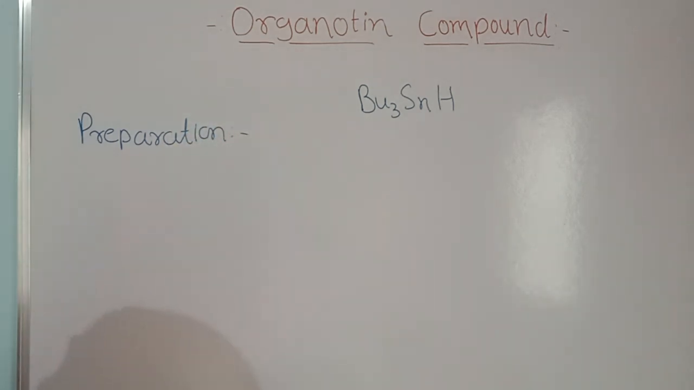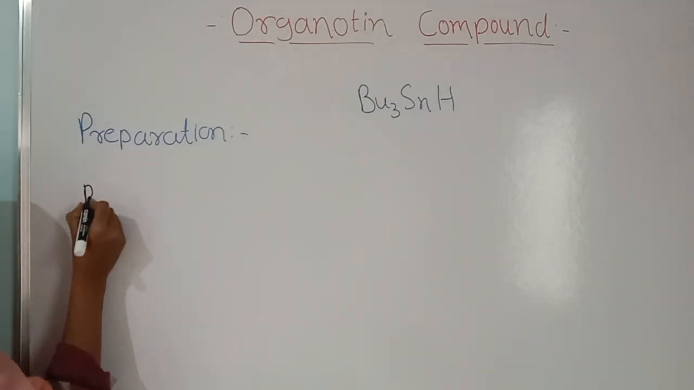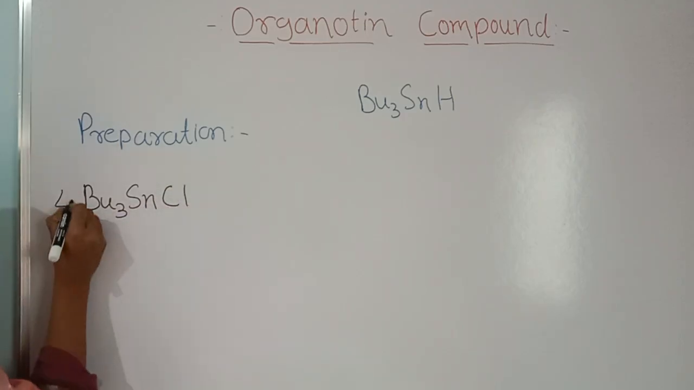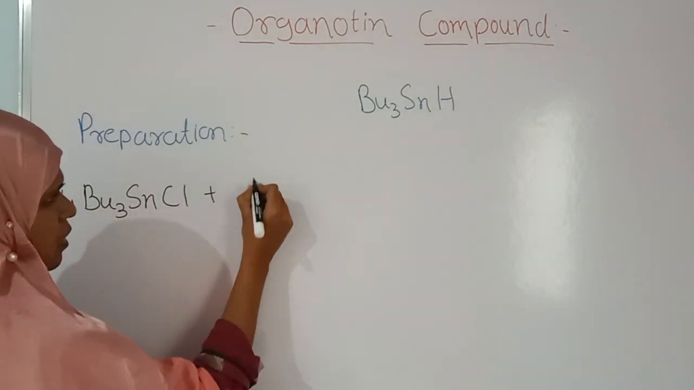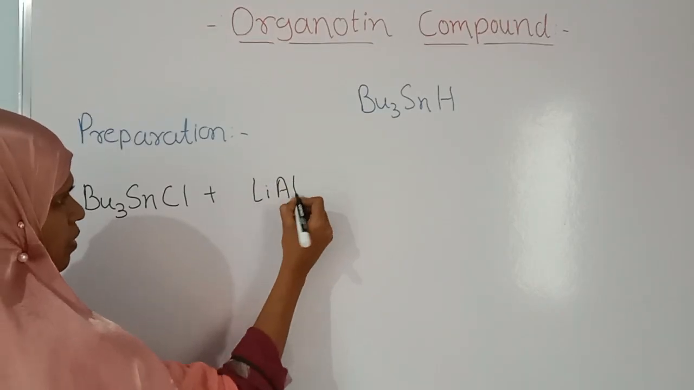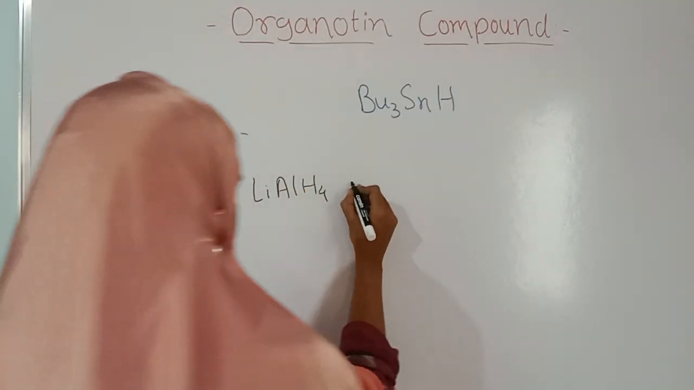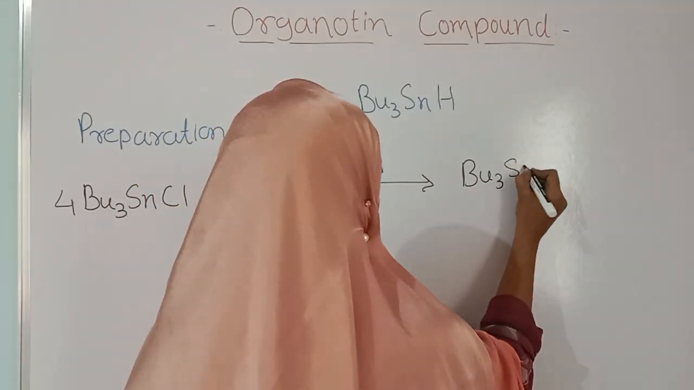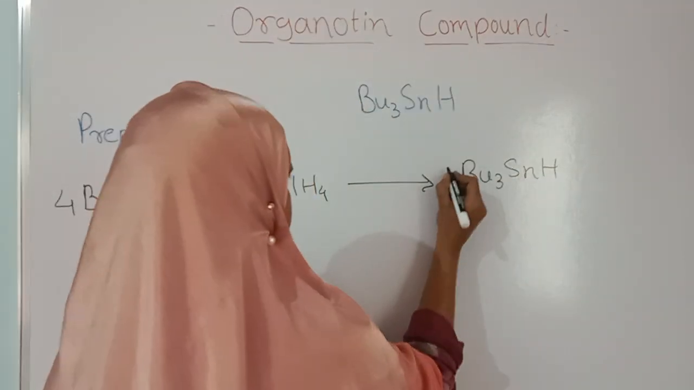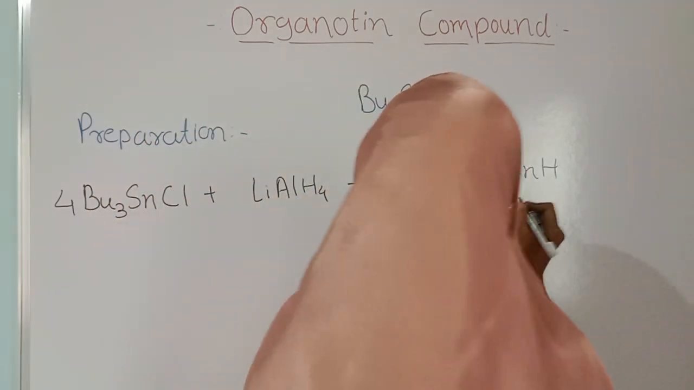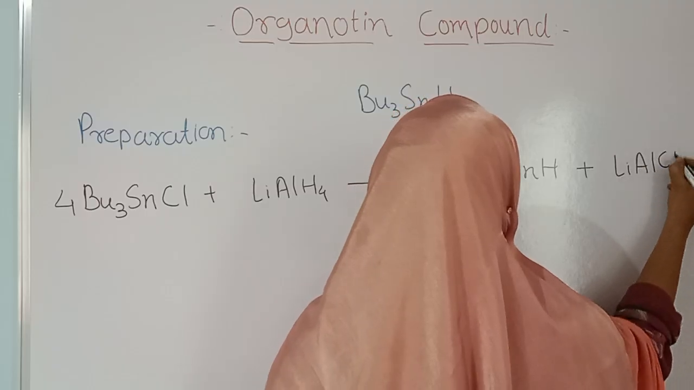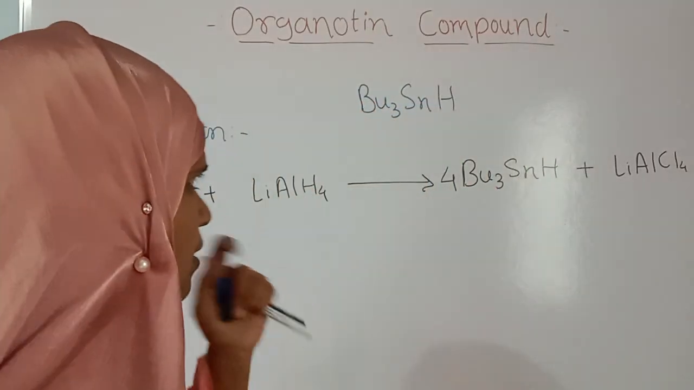Preparation of tributyl tin hydride. First of all, when 4 moles of tributyl tin chloride is treated with lithium aluminium hydride, then we get 4 moles of tributyl tin hydride, and the side product is lithium aluminium tetrachloride.